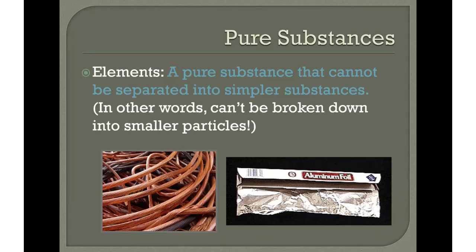So if you have copper wire, it is made up of copper. Copper is the atom that it's made up of, right? Aluminum foil is made up of aluminum. You can't break down these elements any further. Copper is copper, aluminum is aluminum, gold is gold, right? If you were to grind up that gold nugget until it's powder, it will still remain gold, okay?